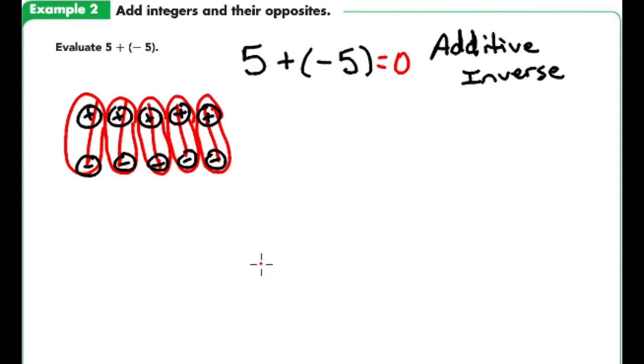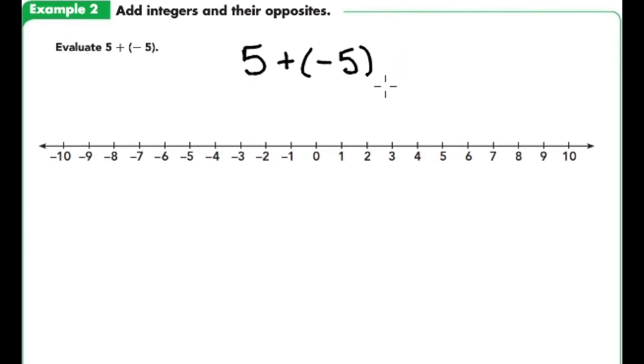0. We could also use a number line to show this problem. So I'm going to start at 0, and because we are adding a positive 5, I'm going to move to the right 5 spaces to start. And then from 5, because we are adding a negative, I'm going to move back 5 spaces. And we see that that brings us back to 0.